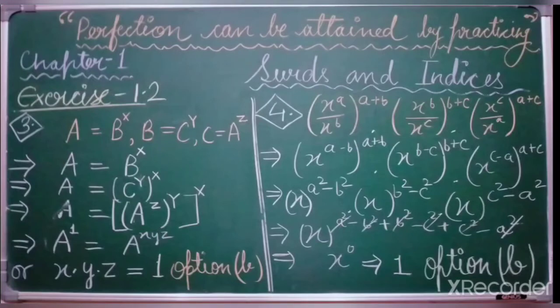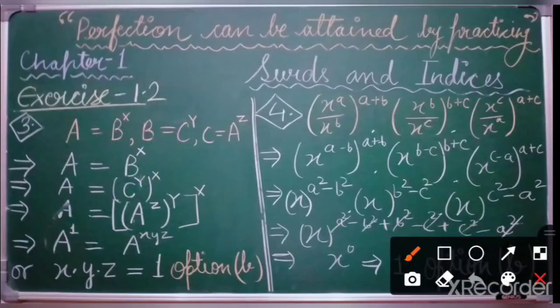Question number 4 is x to the power a upon x to the power b whole power a plus b into x to the power b upon x to the power c whole power b plus c into x to the power c upon x to the power a whole power a plus c. If you focus, the x and x in the first term are in division and their base is same, so we can write it as x to the power a minus b whole power a plus b, then x to the power b minus c whole power b plus c, then x to the power c minus a whole power a plus c.